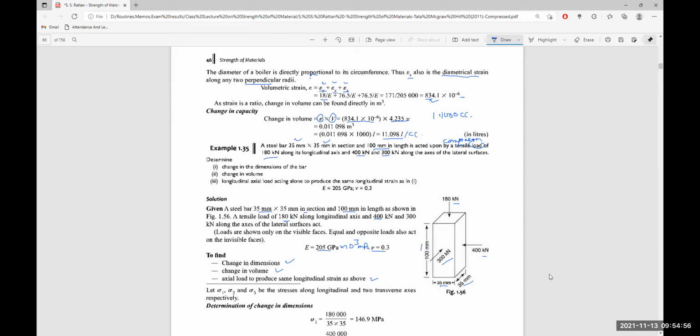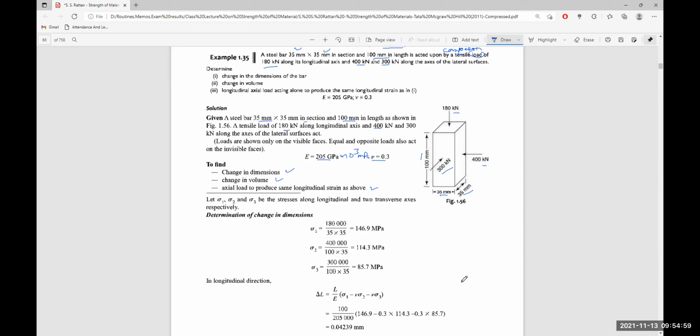Now, sigma 1, sigma 2, sigma 3 are the stresses. What will sigma 1 be when the load is 180 kilonewton? This load is acting over this cross section itself, so the dimension is 35 by 35. So it's 180 multiplied by 1000 to convert it into newton, divided by 35 into 35, which is equal to 146.9 megapascal, or newton per millimeter square.